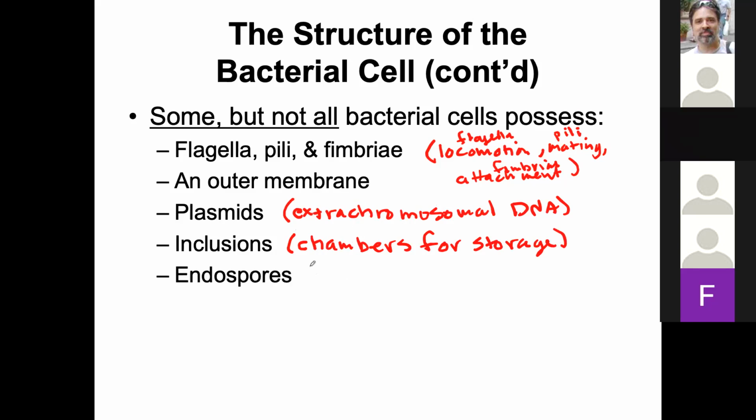Endospores, which are sort of like seeds. Okay, it's a form that the bacterial cell can take on when environmental conditions are poor and rapid growth is unlikely. And endospores are almost impossible to destroy and almost immortal. Okay, have intracellular membranes in some cases.